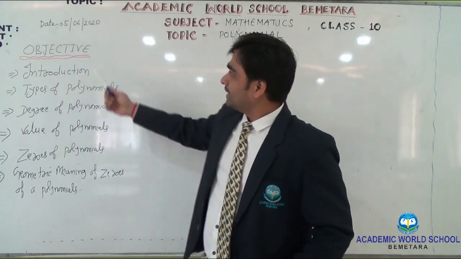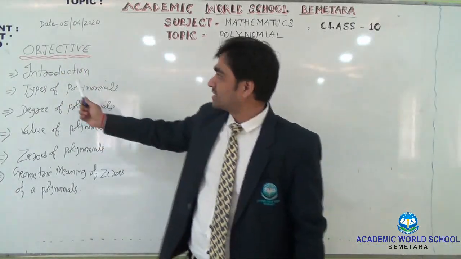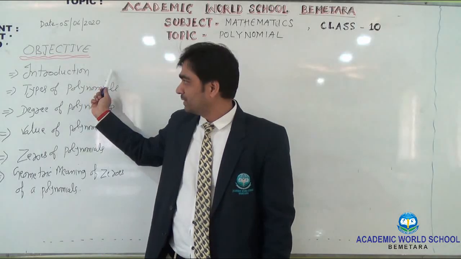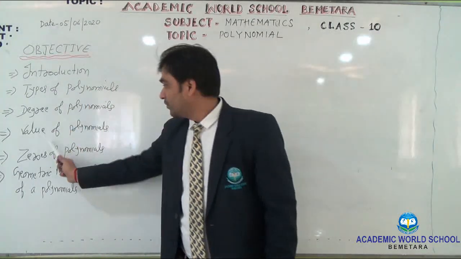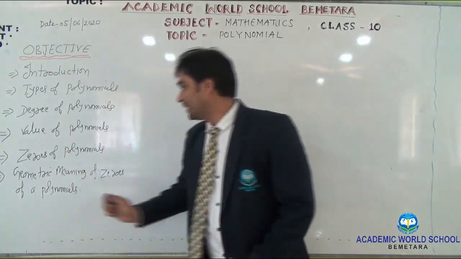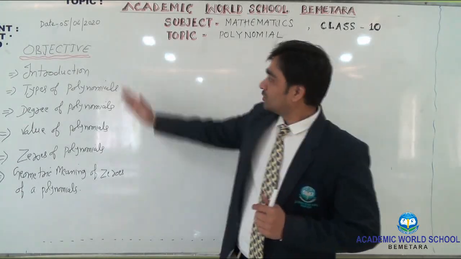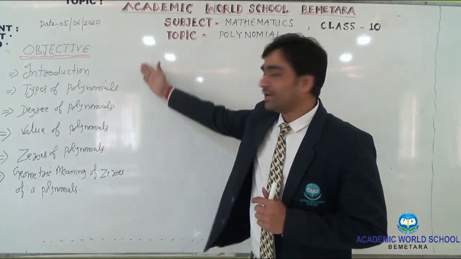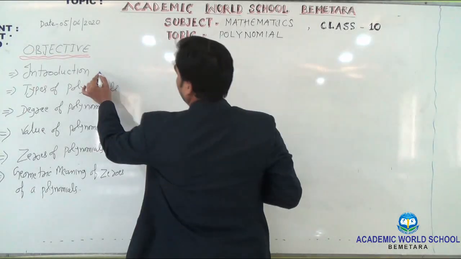So in a polynomial, here objective I have written in this chapter, and today's session we will study about the introduction of the polynomial, type of the polynomial, degree of the polynomial, value of the polynomials, zeros of the polynomial, and geometric meaning of the zeros of a polynomial. So all this content I will cover in this topic. So first is the introduction part.